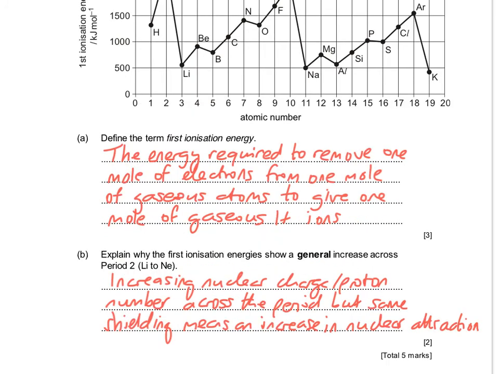So the increasing nuclear charge or proton number across the period, but the same shielding means an increase in nuclear attraction as you go. So those 2 points are your 2 marks.